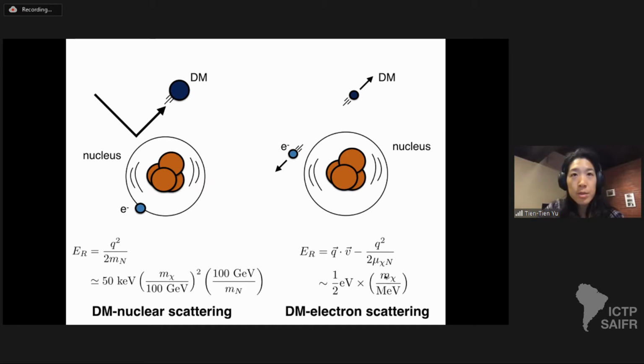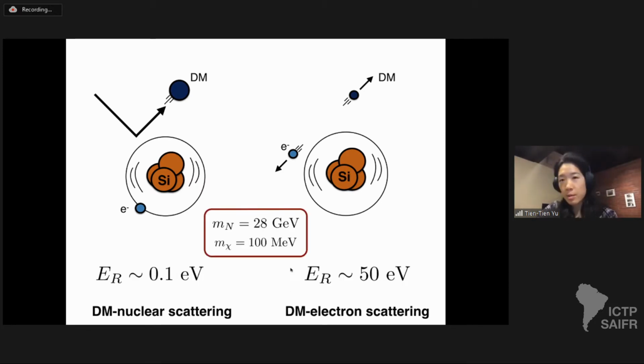So let's put in some numbers. For example, if I have a classic sub-GeV dark matter, which is 100 MeV, my favorite dark matter mass, and a silicon target, my favorite kind of target, which has a nuclear mass of 28 GeV, then the recoil energy given to the nucleus is about 0.1 eV in dark matter nuclear scattering. And this is well below the thresholds of all of these experiments. And this explains that rapid loss of sensitivity once you go below a GeV or a few GeV in mass.